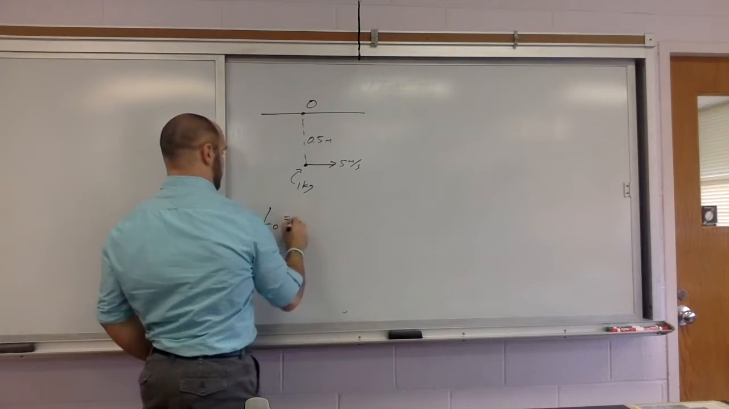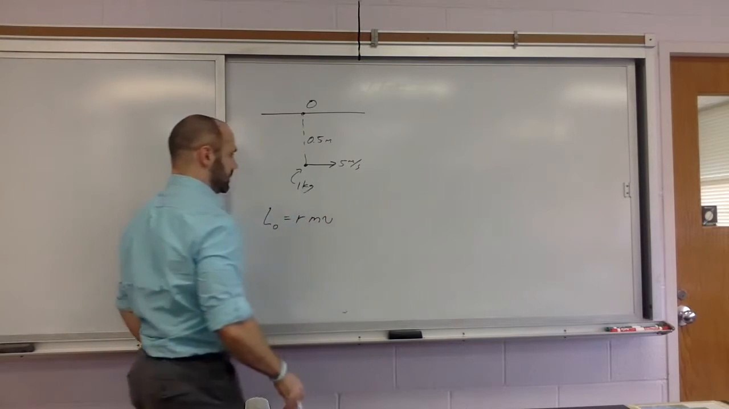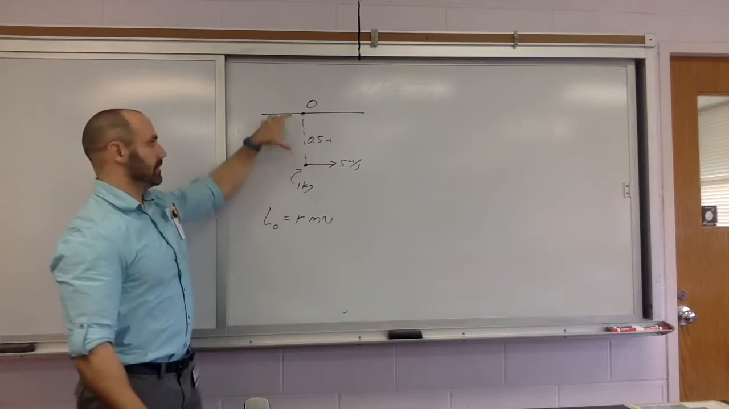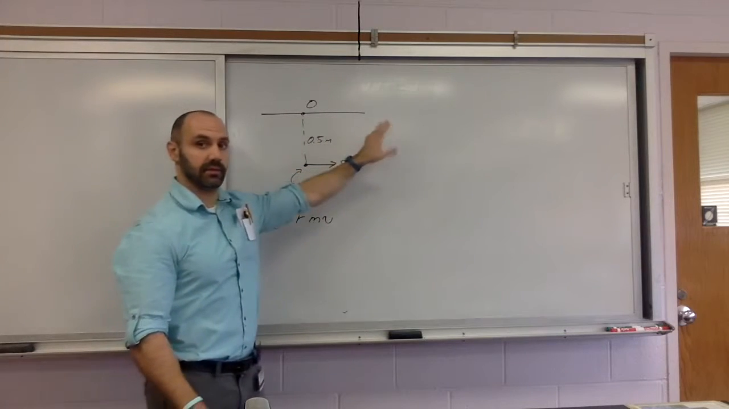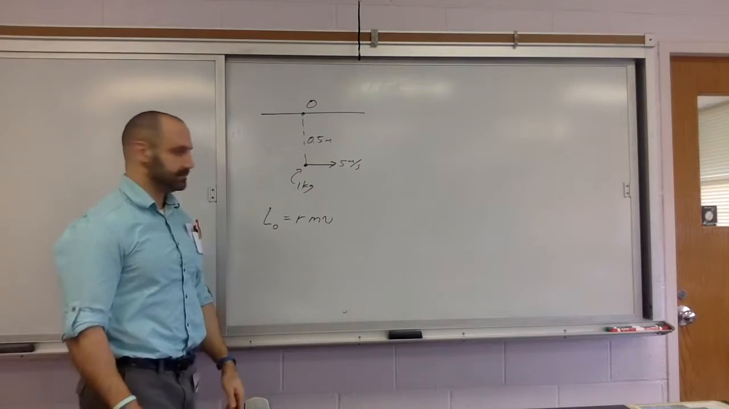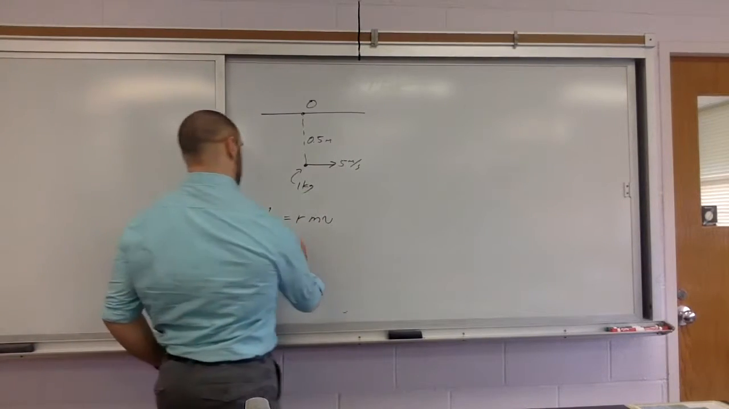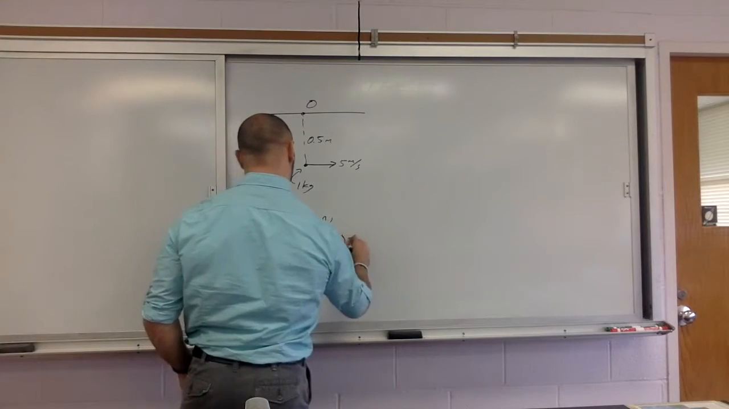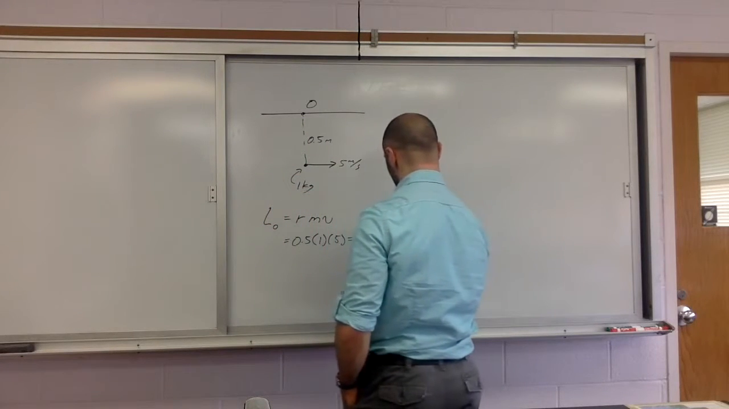L is going to be, again, r m v sine of theta, but again, this is 90 degrees here. Right? This 0.5 meter distance will always be r sine of theta, whatever angle this is, as it continues to move along. So we just have to do r m v. So this is 0.5 times 1 times 5, so we get 2.5 kilograms meters squared per second.